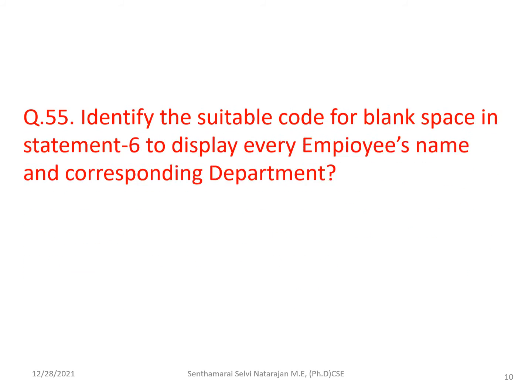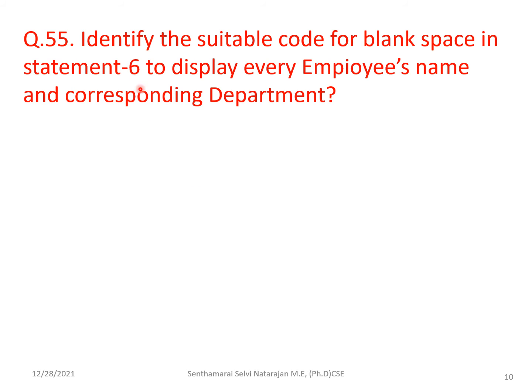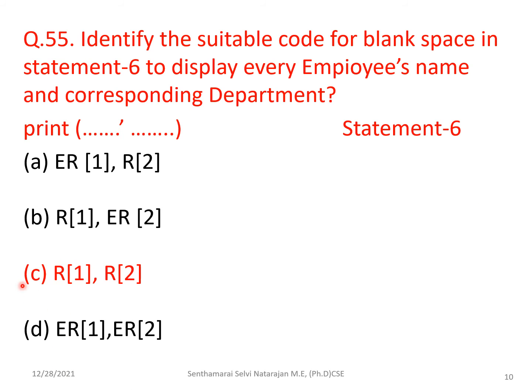Moving to the fifth question regarding statement 6, they are asking for the suitable code for the blank space, that is to display every employee's name and corresponding department. They are asking to display only the name and then the department against the records. So this is the statement they have given, print dash comma dash, statement 6. So R of 0 represents number, R of 1 is name, and then R of 2 is department. So R of 1 and then R of 2 is the answer.